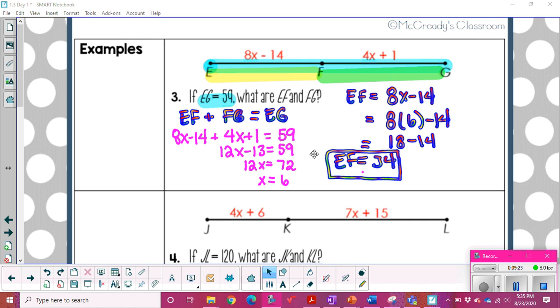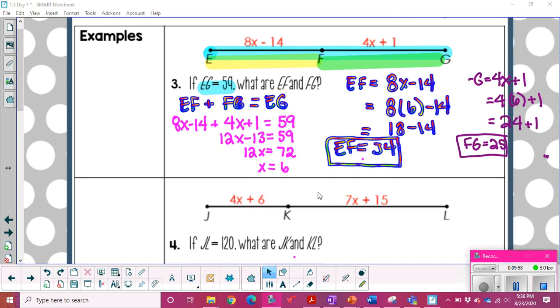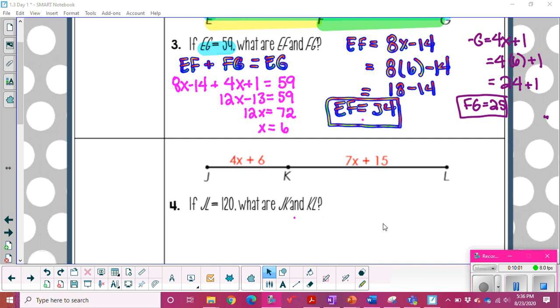I'll just plug it in real quick. All right, so we know that FG equals 4x plus 1. So you have 4 times 6, which is what x was, plus 1. So 4 times 6 is 24. So you have 24 plus 1. So we know that FG is 25. Okay, so y'all pause the video and take a shot at number 4 here. And then check back and check your answer.